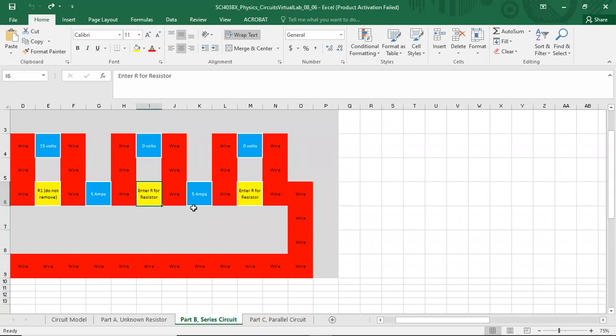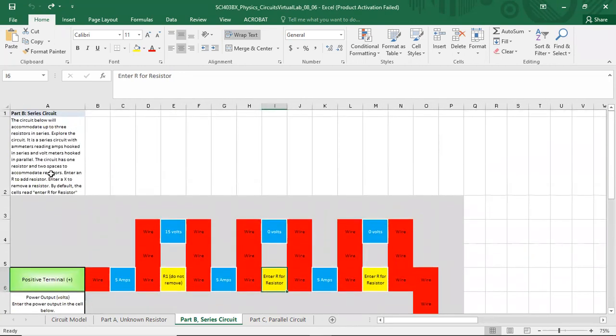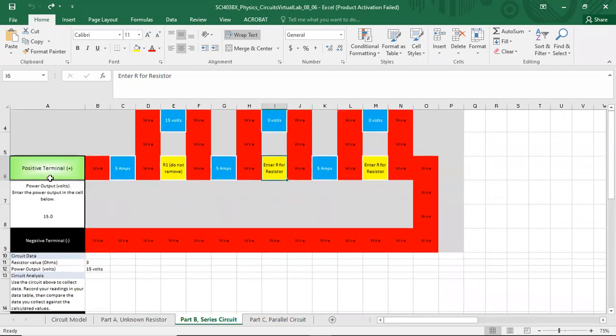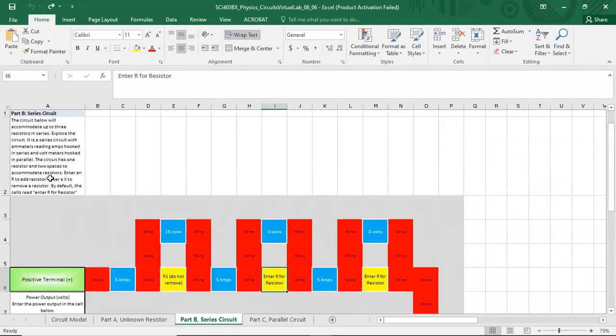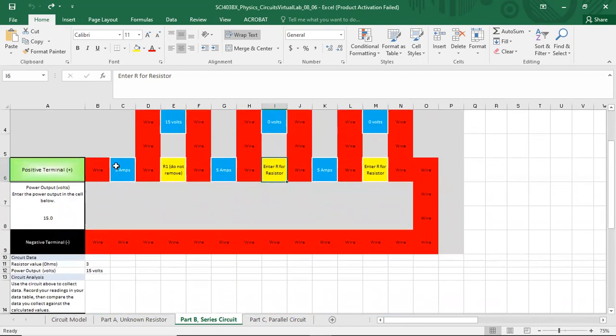The thing that's really confusing is the directions. I mean, if you look over here, it kind of tells you, but not really what to do. So what you have to do is actually look really, really closely. So this line where it says the circuit has one resistor and two spaces to accommodate resistors. Enter an R to add a resistor, enter an X to remove a resistor. By default, the cell reads enter R for resistor. So really all you're doing is taking a look.